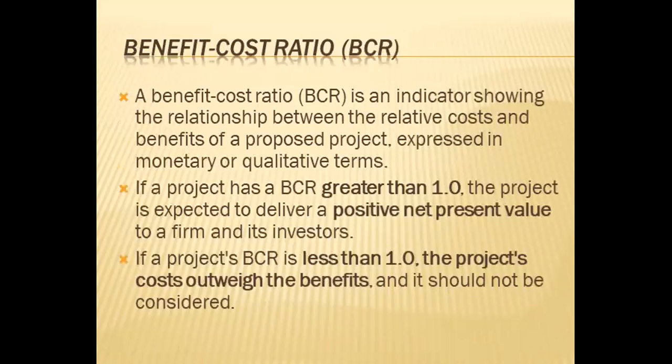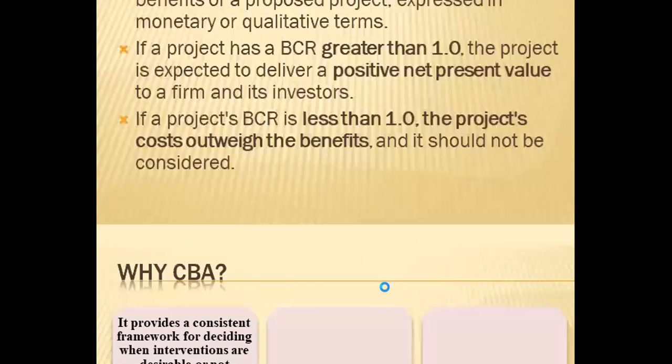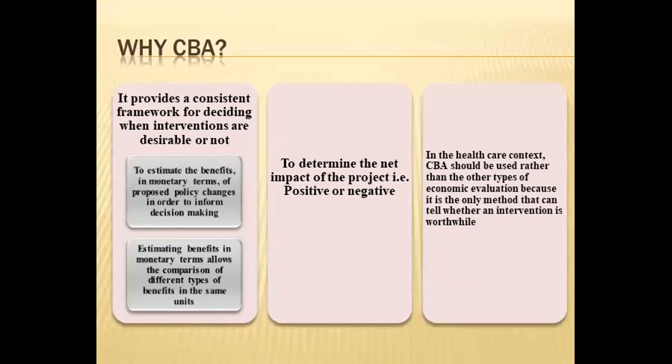BCR, or benefit cost ratio, is an indicator showing the relationship between relative cost and benefit. If a project has a BCR greater than 1, the project is expected to deliver a positive net present value to the firm. If it is less than 1, the project cost outweighs the benefit and it should not be considered. Why CBA? It provides a consistent framework for deciding whether an intervention is desirable, estimates the benefit in monetary terms, and allows comparison of different types of merits in the same units. It also determines the net impact of a project, which may be positive or negative.